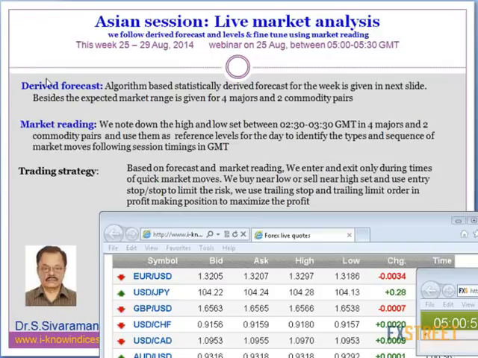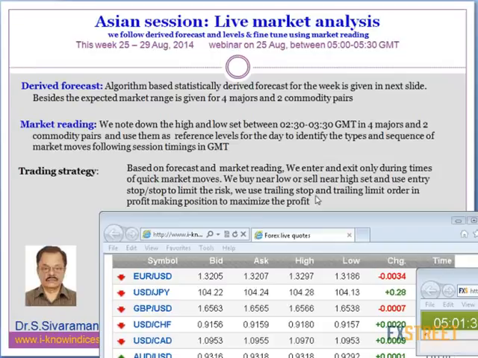Besides the derived forecast and the market reading, we go in for the trading strategy, because ultimately if the forecast goes wrong, then immediately our equity has to be protected with the help of the trading strategy. Our simple approach to the trading strategy is: when the position is making a loss, use the hedge order to limit the risk, and once the position makes profit, use the trailing stop to maximize the profit.